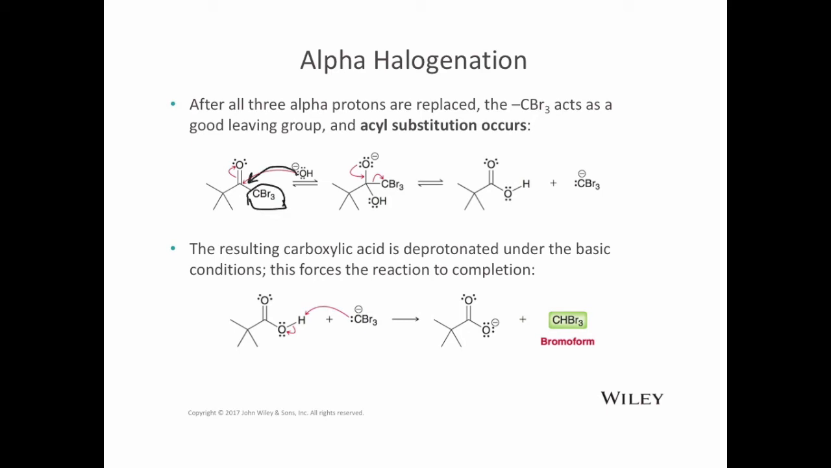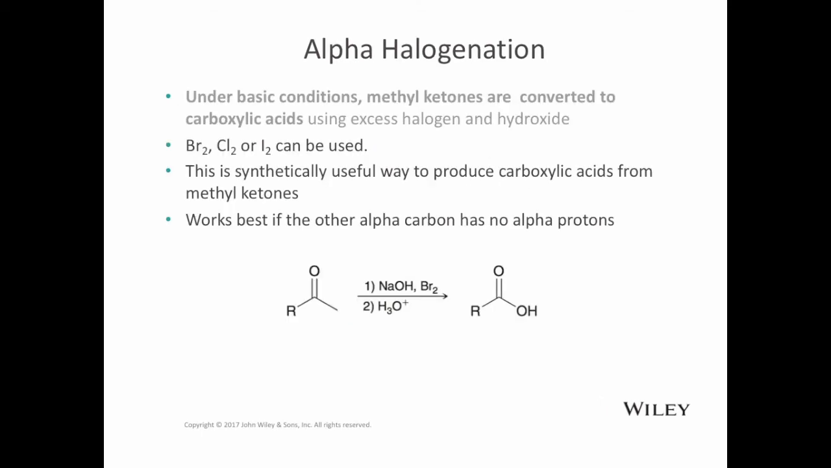So then the hydroxide comes in, attacks the carbonyl carbon, forms the tetrahedral intermediate, which then collapses, kicking off CBr3 as the leaving group. The resulting carboxylic acid would then get deprotonated to form bromoform, which is why this is called the haloform reaction. If you used chlorine, you could form chloroform, iodine, iodoform. Now this works best if you have a methyl on one side and then something on the other side without alpha protons, because then there's no competition about which alpha proton you're going to remove.